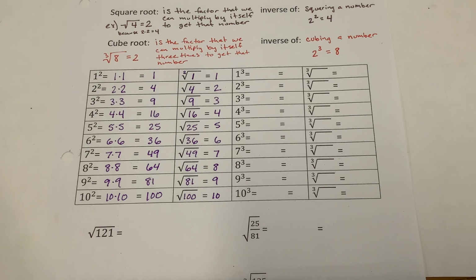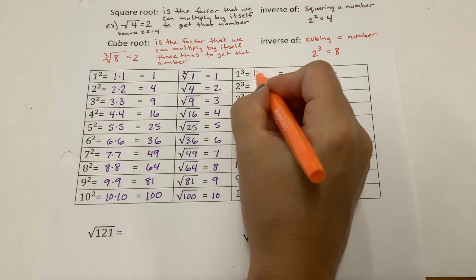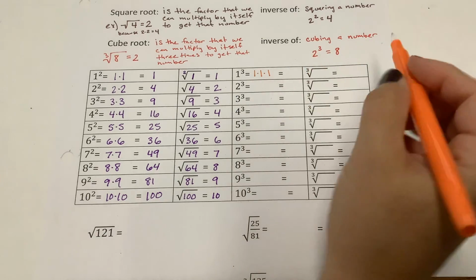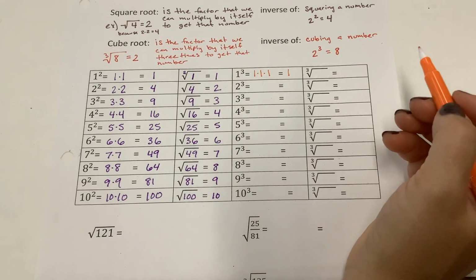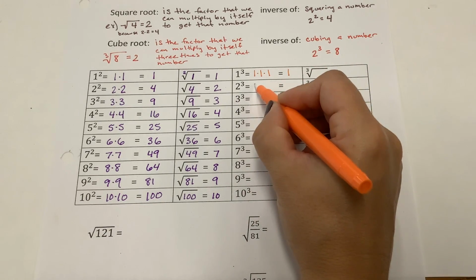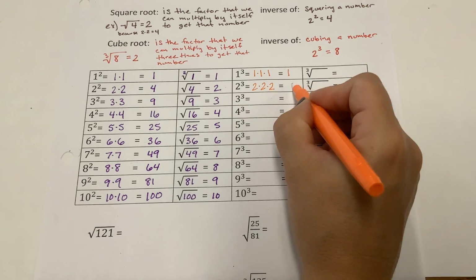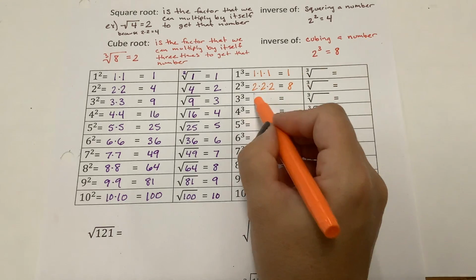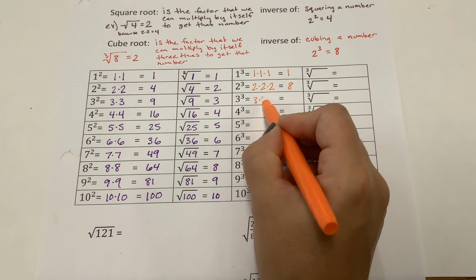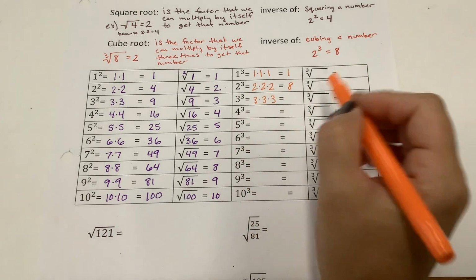Okay, now the other 2 columns on the right are cubing a value and then cube rooting a value. Remember that they are supposed to undo each other. They're inverses. So 1 to the third means that we're taking 1 times 1 times 1, which is, okay. And so then 2 to the third is 2 times 2 times 2, which is, okay. And then 3 times 3 times 3.